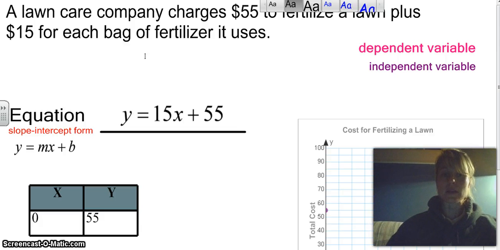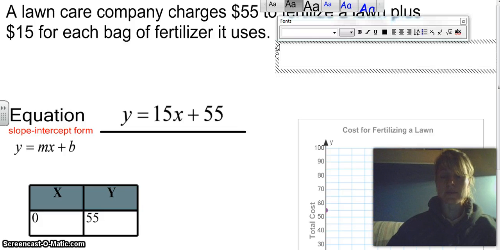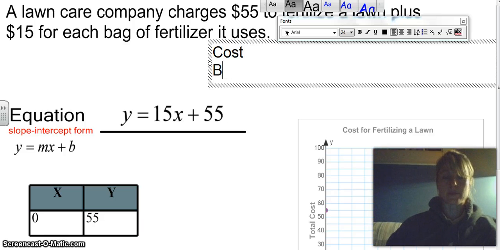So we're figuring out y is the cost of what it's going to charge to do my lawn. So I have to know that's $15 per bag. I need to know how many bags there are going to be. Then I have to get charged $55 for the lawn care to come out here. So my cost is dependent on the number of bags that we're going to use. So over here, my dependent variable is going to be the cost. That's dependent on how many bags of fertilizer I have.